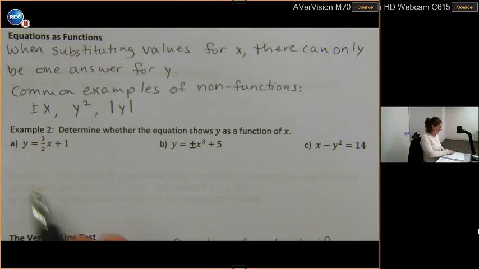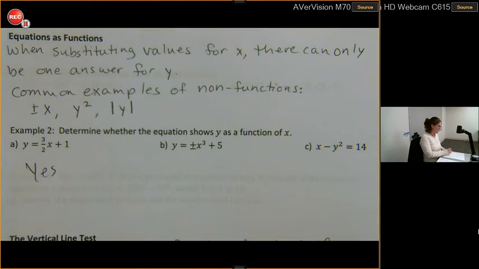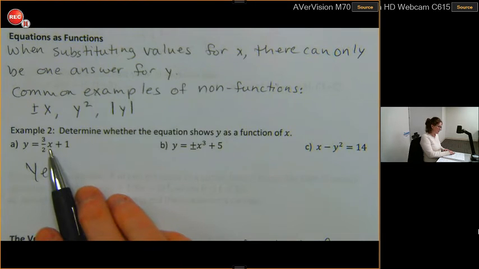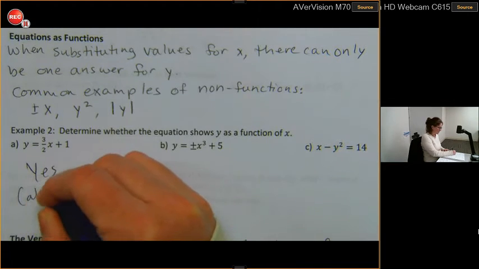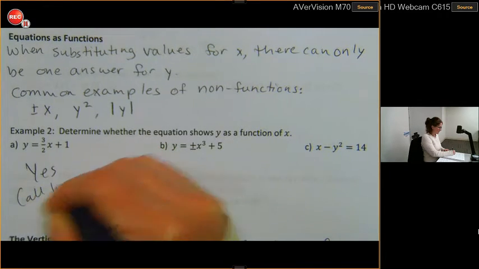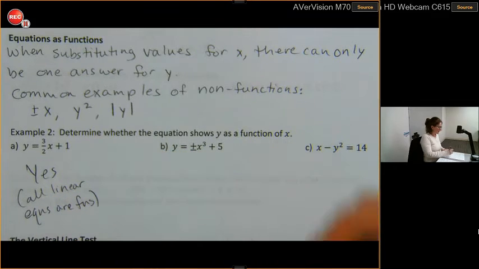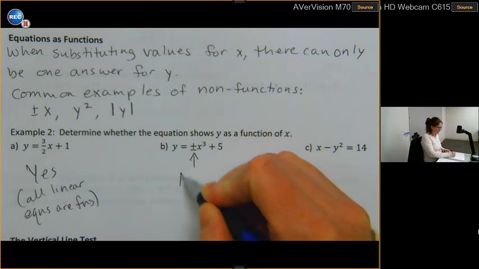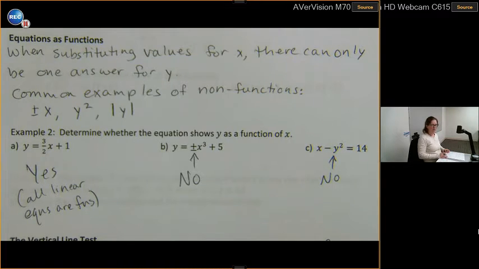So letter A does not have any of those cases. So yes, it is a function. In fact, all linear equations, this is linear because x is to the first power and y is to the first power, all linear equations are functions. Letter B is not a function, and letter C is also not a function.